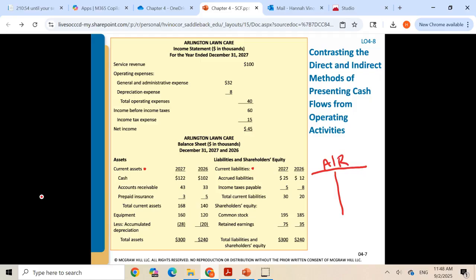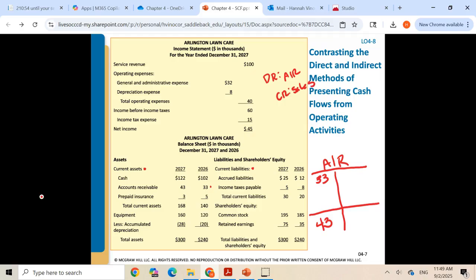And my starting accounts receivable balance is $33. Right here, that's my beginning from right here. And I know that my ending accounts receivable is $43, which just looking at this, I can say, well, yeah, my accounts receivable increased by $10. And how do we increase accounts receivable? Well, to increase accounts receivable, we debit accounts receivable and credit sales, right, or revenue.